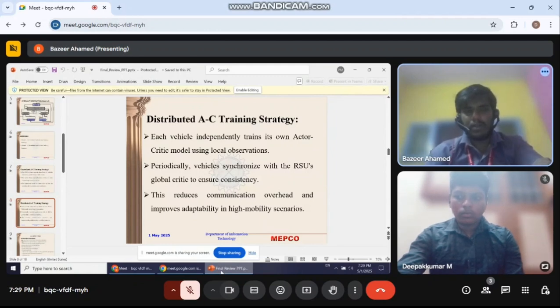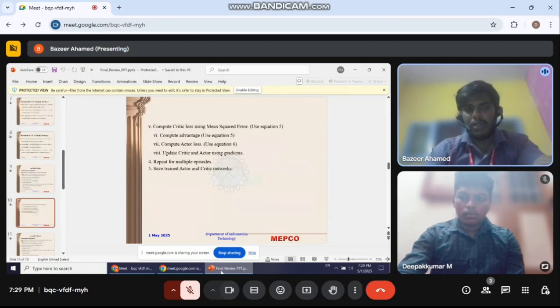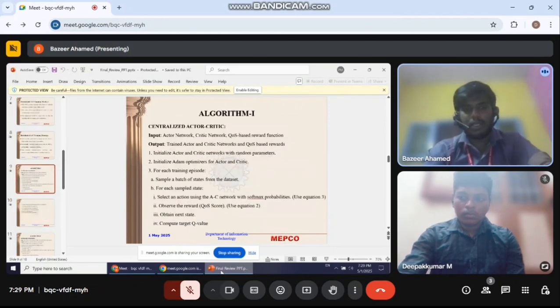Here, each vehicle has to train on its own with its Actor-Critic model independently using local data. So the vehicles synchronize with the global model, and each vehicle should coordinate with the others to update the model. So this is how it works for centralized and distributed. And here's the algorithm for centralized Actor-Critic.